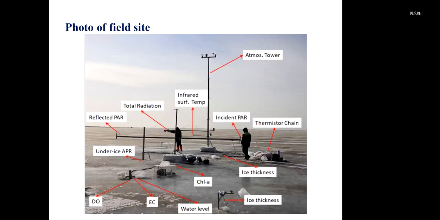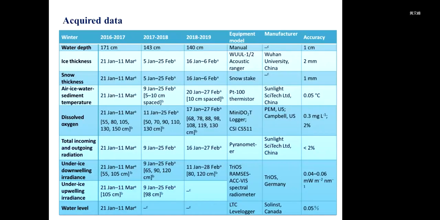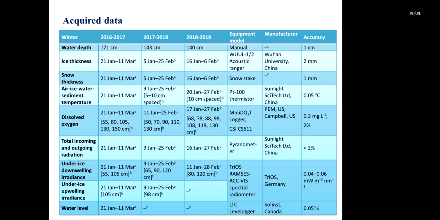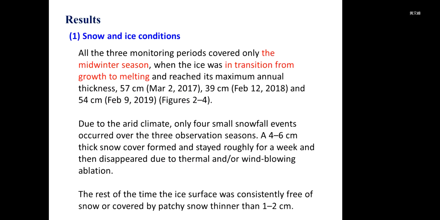With 3 winters of observations, we got high-frequency datasets. This picture shows the field setup of all apparatus and the main observed factors. We got high-frequency data of ice thickness, air, ice, water, and sediment temperature, dissolved oxygen in the water column, the total incoming and outgoing radiation, and also the under-ice downwelling and upwelling irradiance. So with these datasets, we can get some direct results.